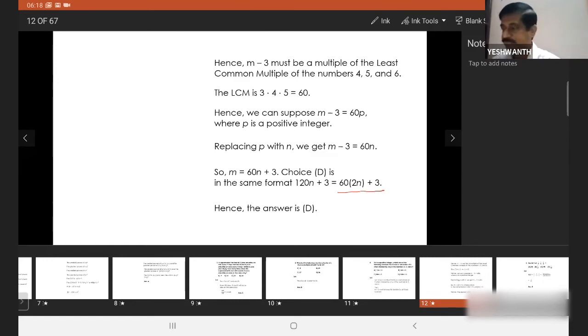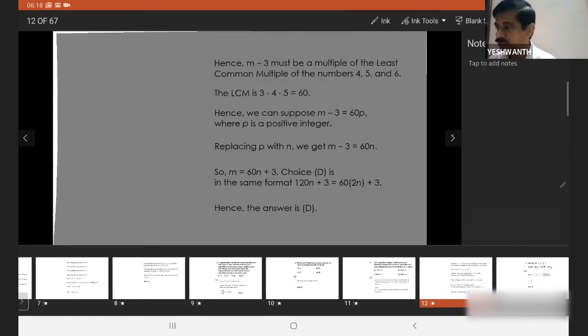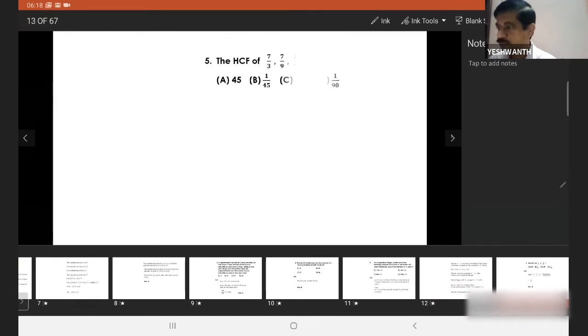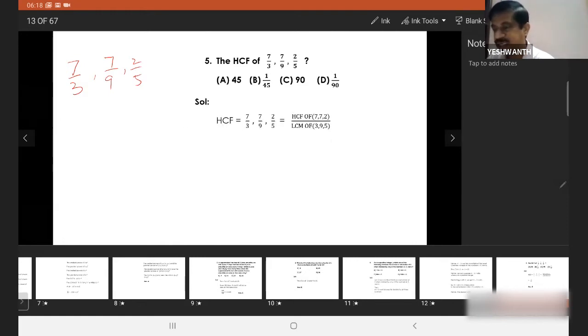Okay. So let's go to the next question. Now look at this. The HCF of these numbers: 7 by 3, 7 by 9, 2 by 5. If you look at this, all these numbers are fractions. Whenever a numerator and a denominator appear, if we are asked for HCF, in the numerator you take HCF of the numerators and for the denominators you should take LCM.